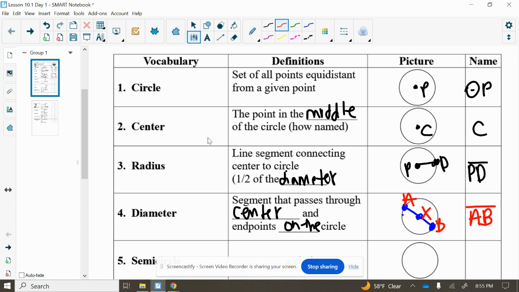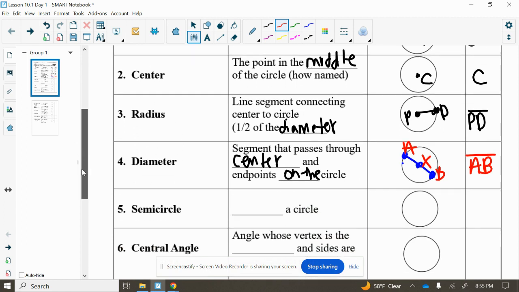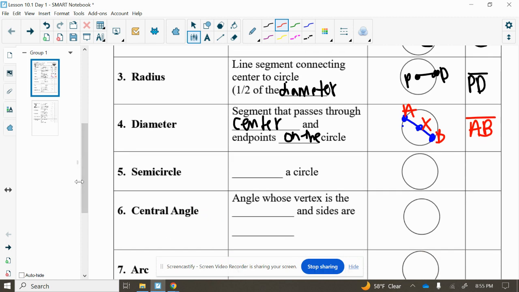Next, we have a semicircle, which is specifically half of a circle. So think about your diameter each time is essentially going to divide this circle into two equal pieces. Again, that would be half of our circle.